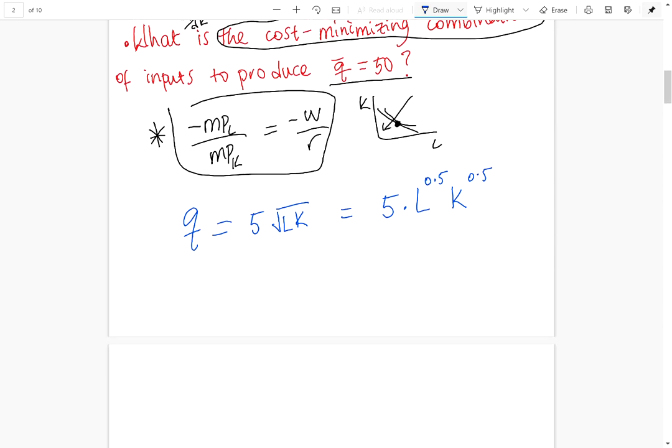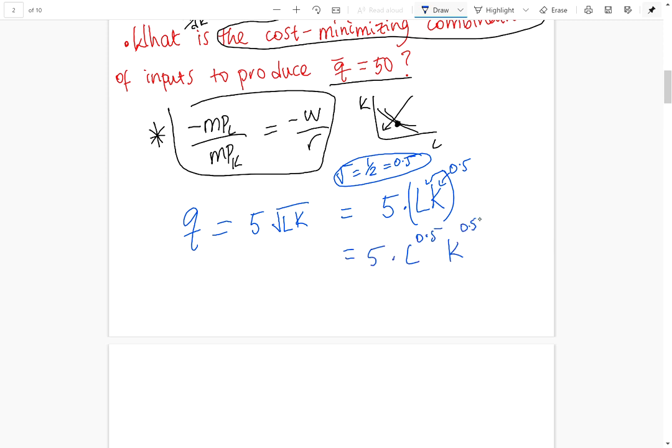I can just hear my mind saying, how did you get there? So let's just answer that question very quickly, so as not to skip any steps. We have L and K to the power of 0.5, right? The square root is just raised to the power of 1 over 2, which is the same as 0.5. And we can distribute the 0.5 to each of these terms. So we have 5 times L to the power of 0.5, K to the power of 0.5.